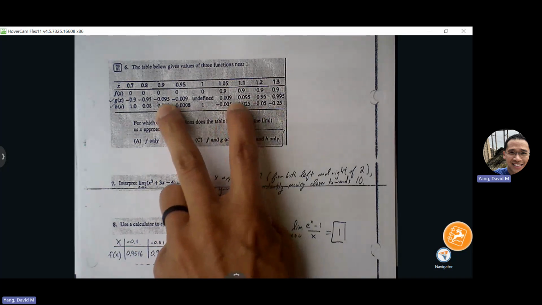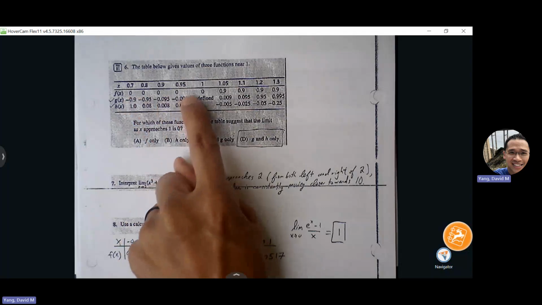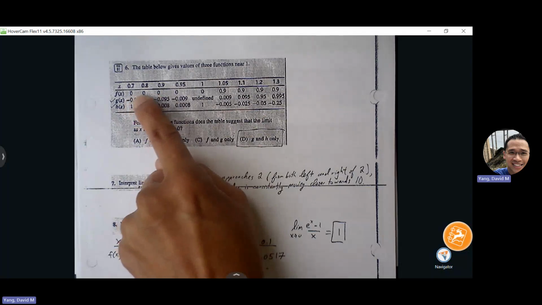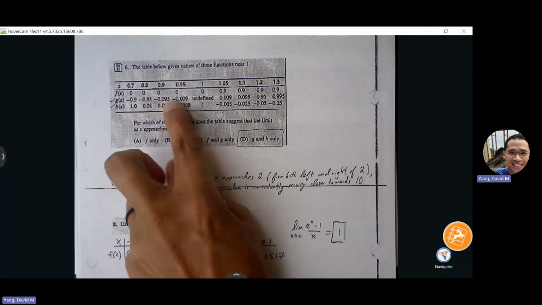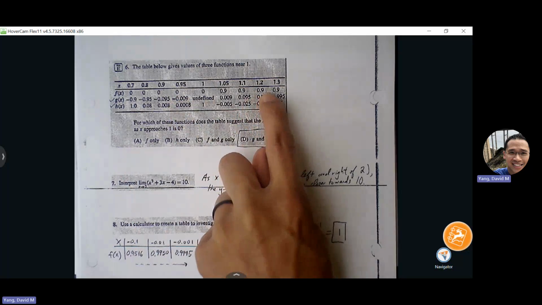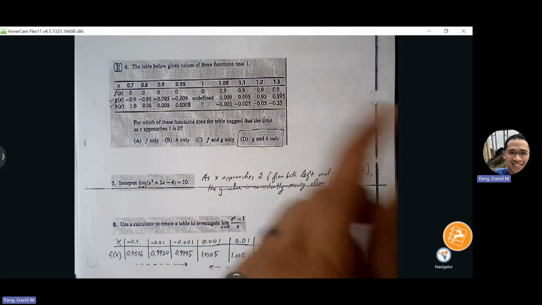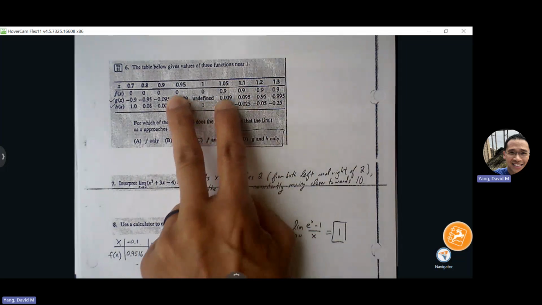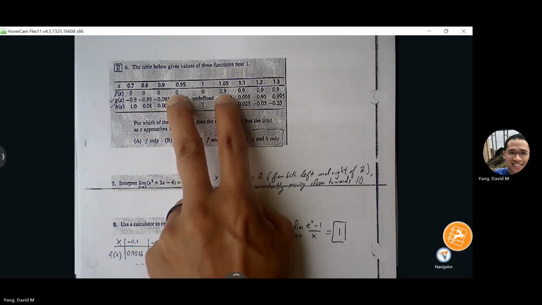So if you look at the table for 6, you see how to the left of 1, 0.7, 0.8, 0.9, the y value is holding steady at 0. It's not moving towards a certain y value. And then to the right of 1, it's holding steady at 0.9. So we don't see any movement towards any particular y value. So here we would say that the limit doesn't exist.